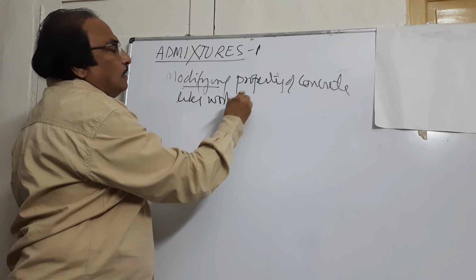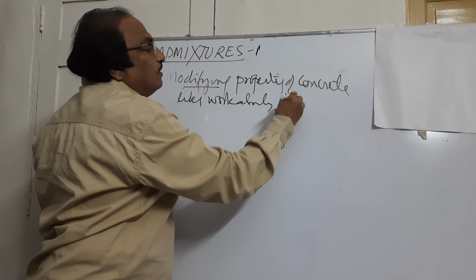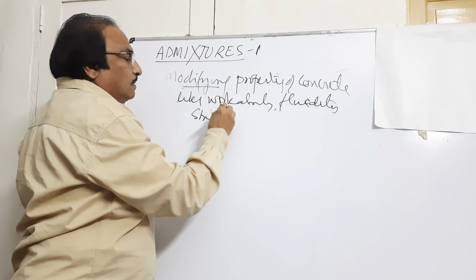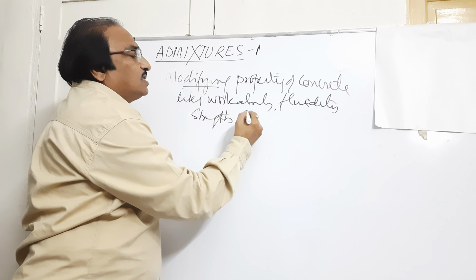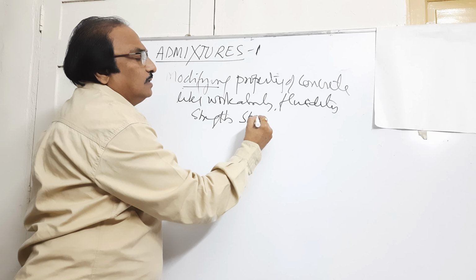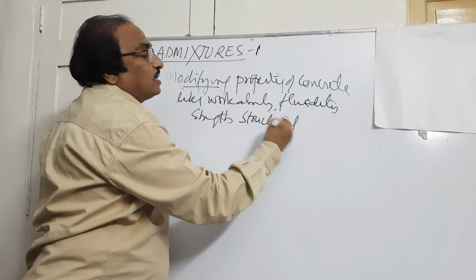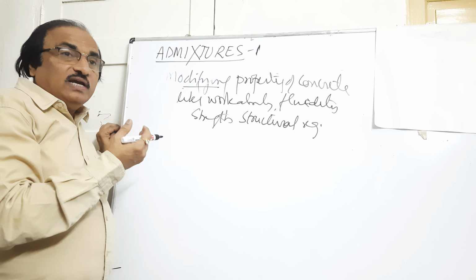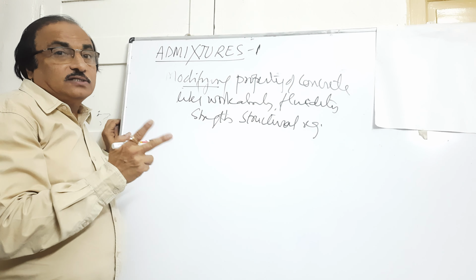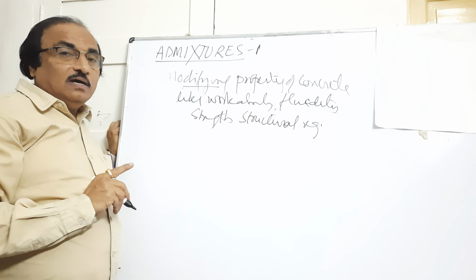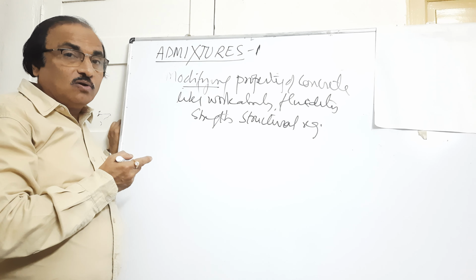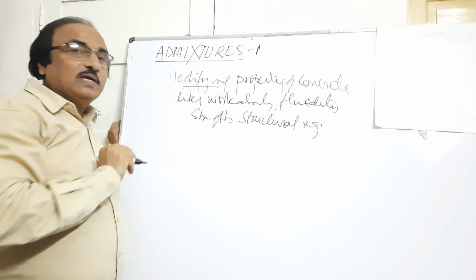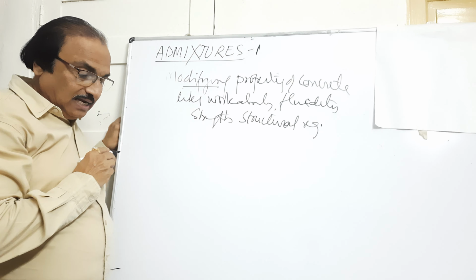So the basic purpose is to modify the property of ordinary concrete, like workability, flowability, fluidity, strength, depending upon the structural requirement. In other words, we can say we get tailor-made concrete. See how the tailor will take our size and stitch, compared to ready-made clothes. Likewise here, whatever property I want of concrete, I can achieve that property by adding the admixtures.